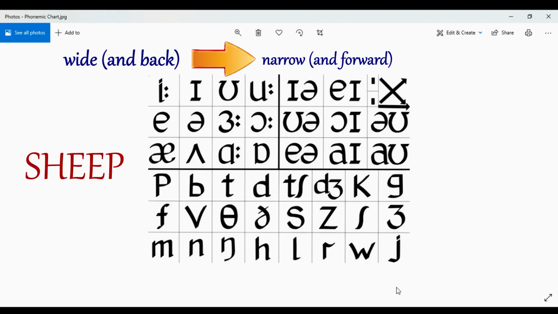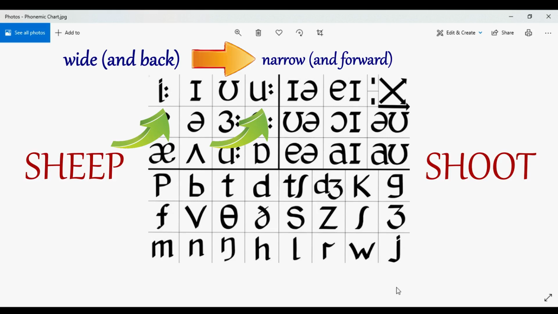Sheep, shoot. Sheep, lips wide and back. Sheep. Shoot, lips narrow and forward.